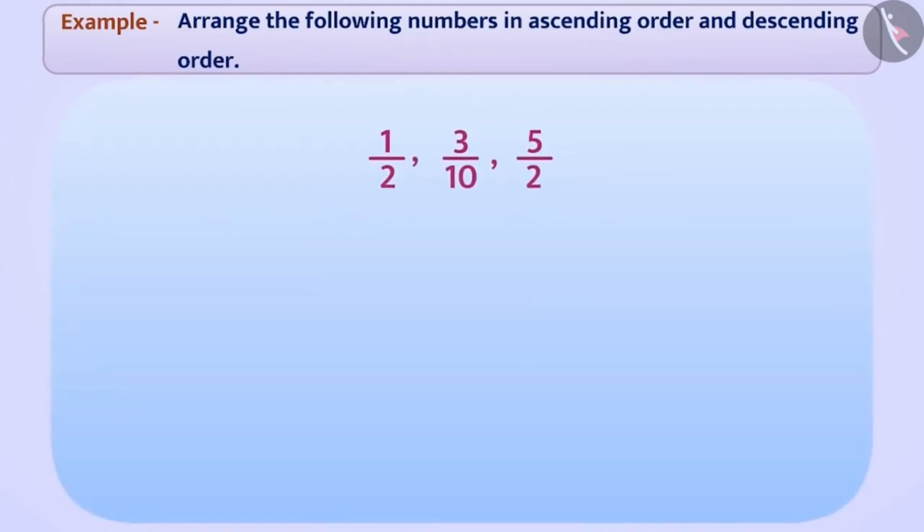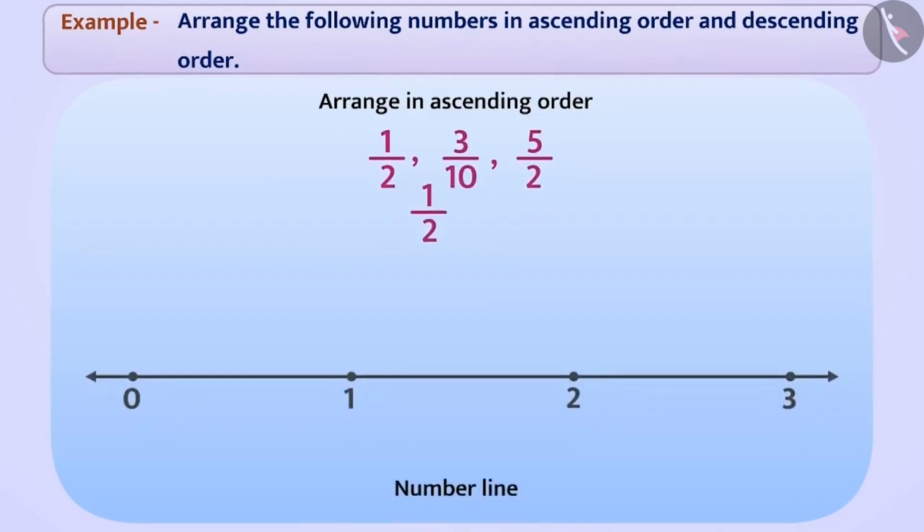Now let's first arrange all the positive rational numbers in ascending order. Here, the positive rational numbers are 1 by 2, 3 by 10 and 5 by 2. Let's express them on a number line. In 1 by 2, the numerator is smaller than the denominator. Therefore, the position of 1 by 2 can be represented by dividing the distance between 0 and 1 in two equal parts and taking one part.